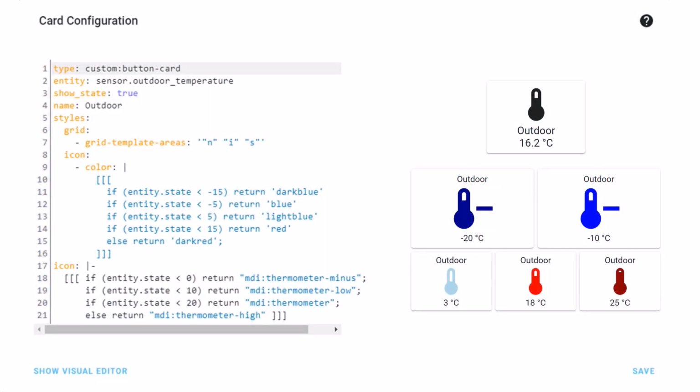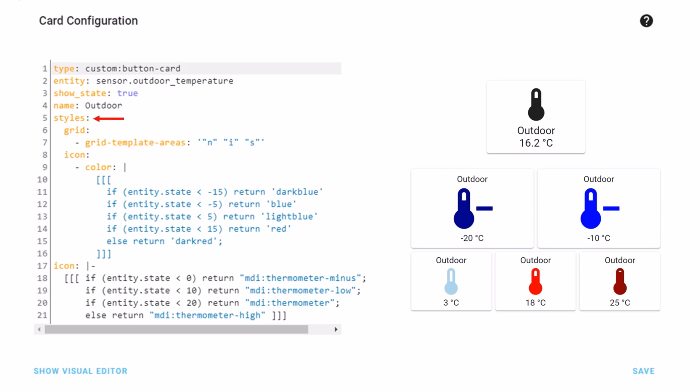For the temperature sensor, I want to change color and icon based on temperature and also change the grid to have the name first, then the icon and lastly state. Compared to the standard layout with icon, name and then state, see the black temperature card to the right. So to start with, set show state to true, otherwise the state won't be displayed.